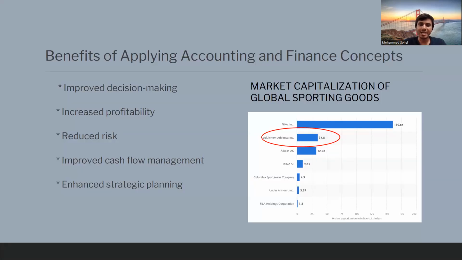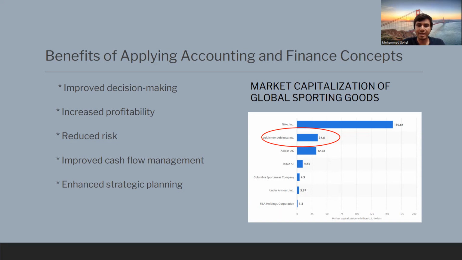Okay. In addition to the specific examples I mentioned, I would also like to talk about the general benefits of applying accounting and finance concepts in the business world. These benefits include improved decision making. Accounting and finance data can help me to make better decisions about pricing, production, marketing, and investment. Okay. Increased profitability. By making better decisions, I can increase my company's profitability.